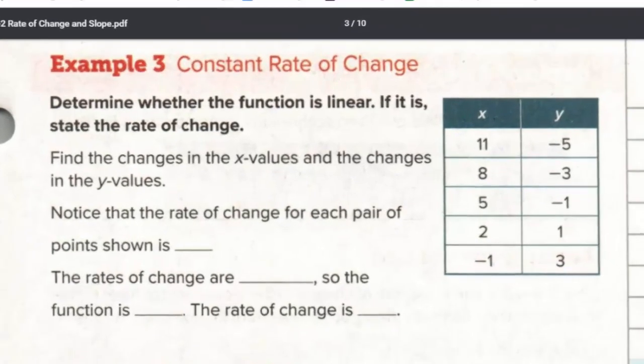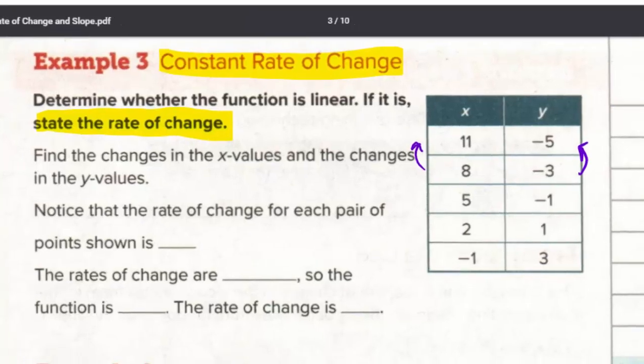Okay, for example 3, constant rate of change. They want us to determine whether a function is linear. If it is linear, it will have a constant rate of change. Okay, so find the change in the values of x and the change in the value of y. Notice that the rate of change in each pair of points is. And there's a couple ways you can do this. So you can start by doing the change in the y value over the change in the x.